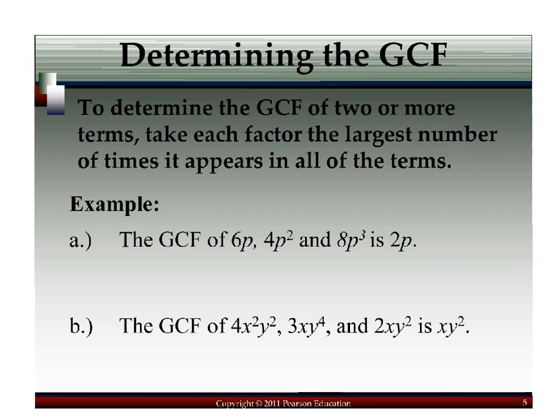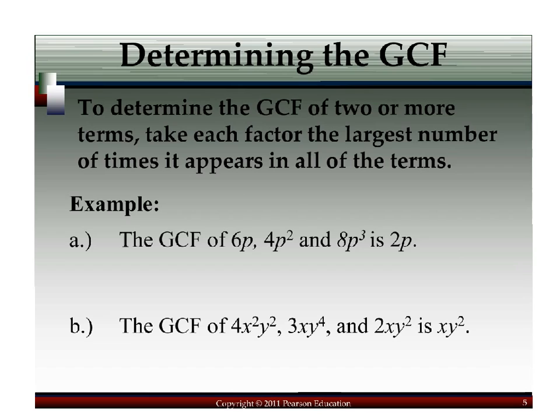All right, so let's look at this right here. Before we get into factoring monomials from polynomials, we need to know how to determine the GCF of two or more terms. So that's what we're going to do in these examples. I am given 6p, 4p squared, and 8p cubed. And I've already told you that the GCF is 2p. Let's determine that by breaking it out into its prime factorization.